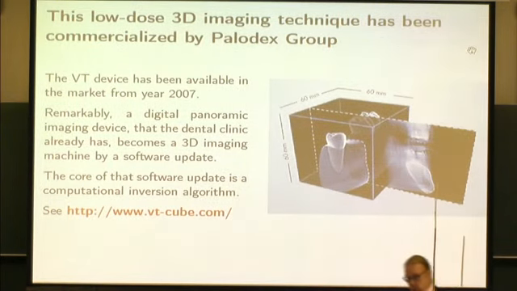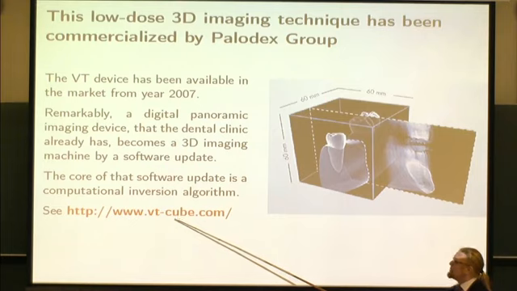Okay, so this machine, based on total variation computations, came out to the market in 2007 after something like 6 or 7 years of intensive research and development work. This picture is taken from the company website where they show how it's used. If you want to see some demos, you can go to this page.